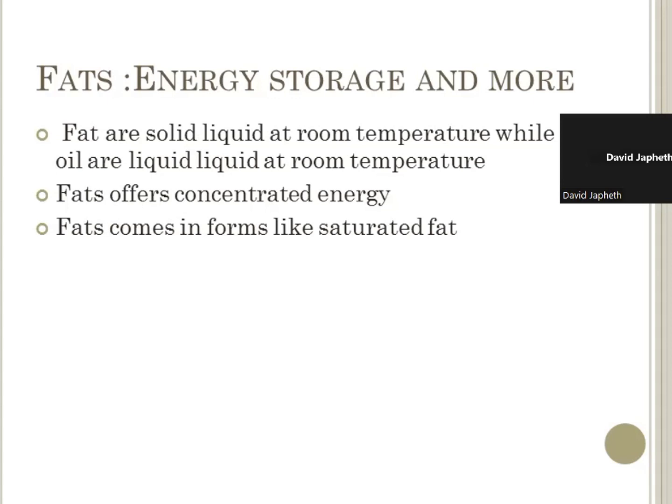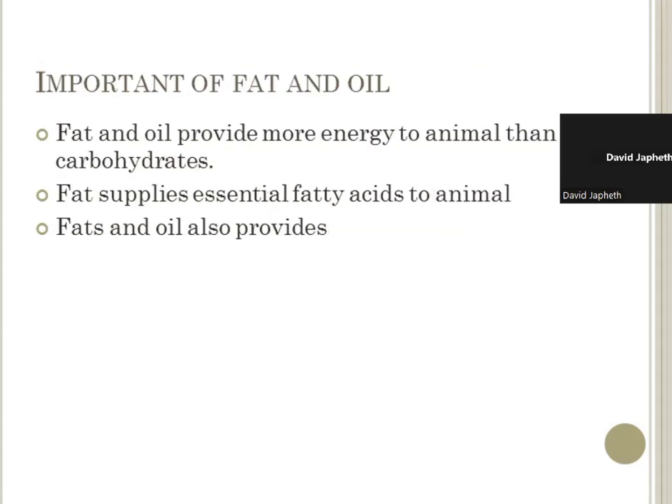Fat offers concentrated energy, and fat comes in forms like saturated fat. I'll be giving you some examples of fat and oil. Fat and oil provide more energy to animals than carbohydrates. Fat supplies essential fatty acids to animals.